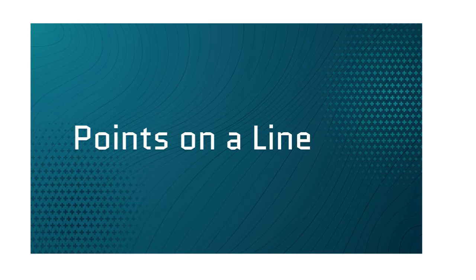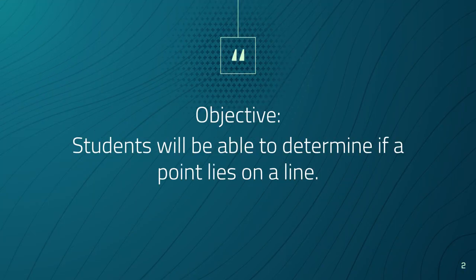Today we're going to be talking about points on a line. So we're going to be determining if a point is on a line. The objective for today: students will be able to determine if a point lies on a line. And like I said, we will be using slope, so make sure you remember how to do that.